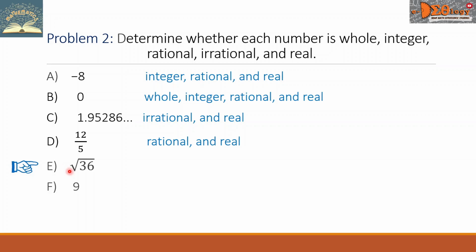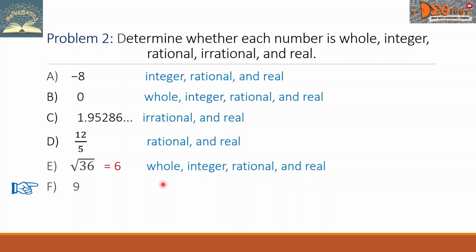Letter E, square root of 36. We check if we can simplify this into a whole number, and we can. And the value is 6. Therefore, this expression is a whole number, integer, rational, and real. Letter F, the number 9. So this is a whole number, an integer, rational, and real number.